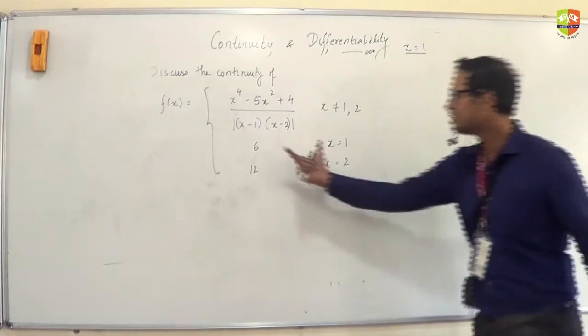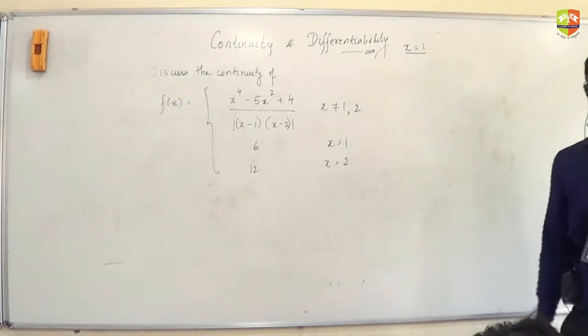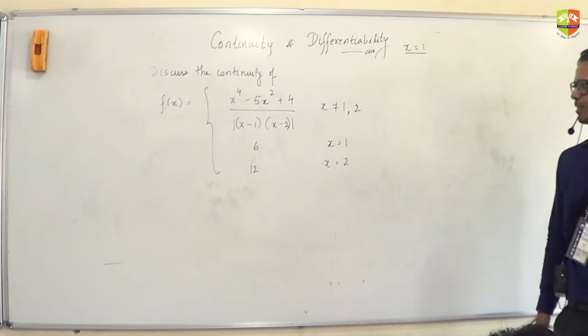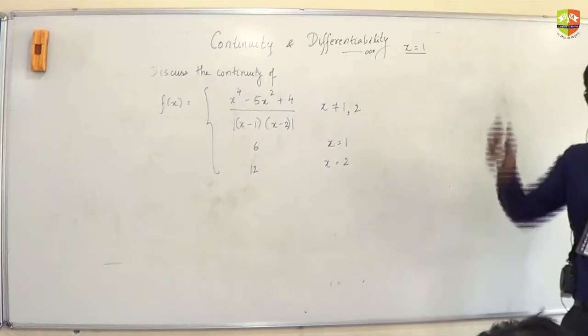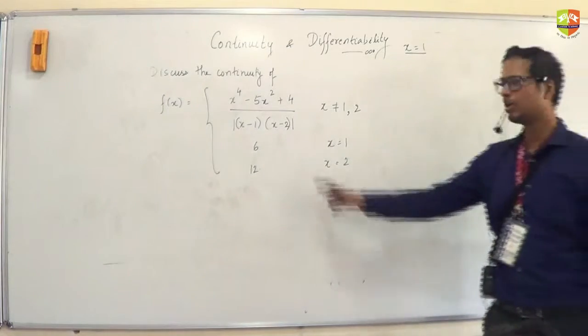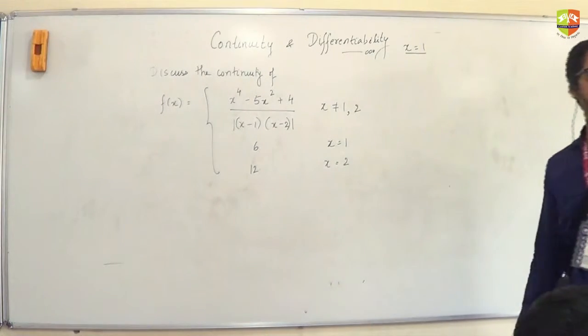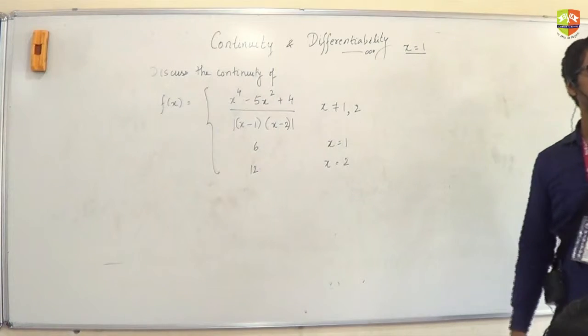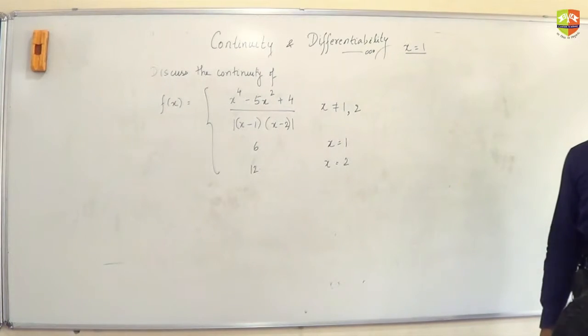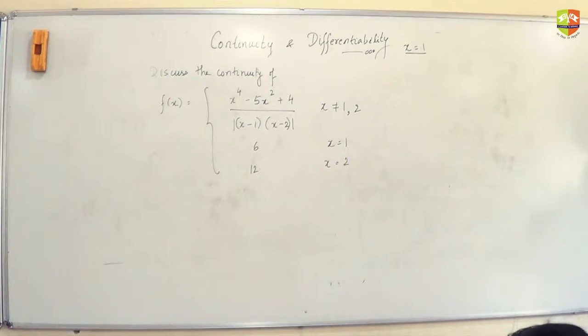Now this whole thing has been modded, right? x minus 1 times x minus 2 has been modded, so the denominator, the whole thing is modded. So it is the same as the mod of x minus 1 into mod of x minus 2. So Preeti is claiming that it is continuous at x equal to 1. Let's try to verify her result.